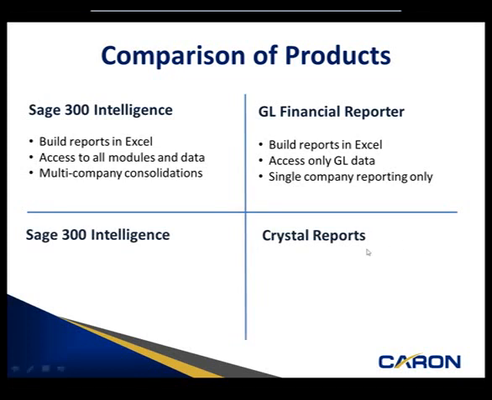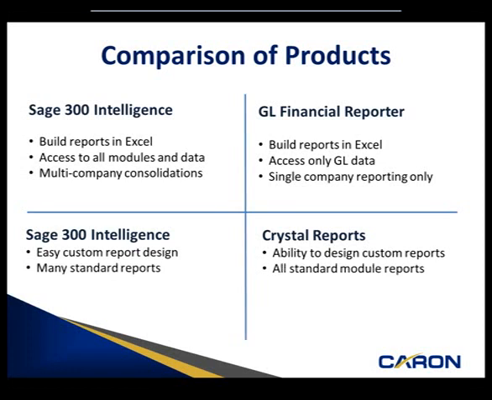The intelligence compared to Crystal reports. They both have reports that can be designed. I personally think the Sage Intelligence report is easier to customize because of my familiarity with Excel. And most people are probably familiar with Excel. But the Crystal reports also can be modified using Crystal reports. Many standard reports are offered with intelligence, same with the Crystal report. All the modules in Sage 300, the reporting out of the box uses Crystal reports, except, of course, your financial statements, which uses Excel.